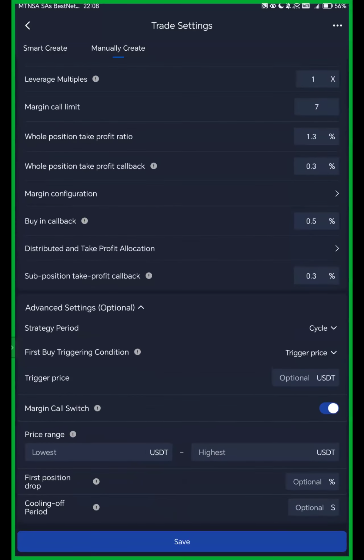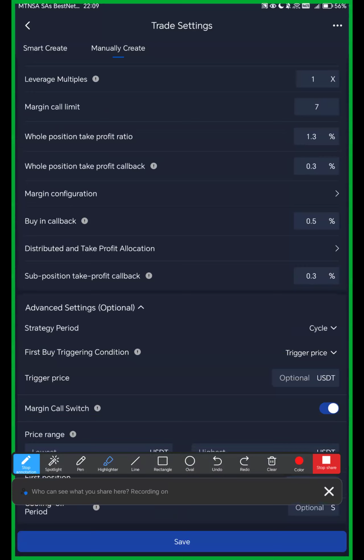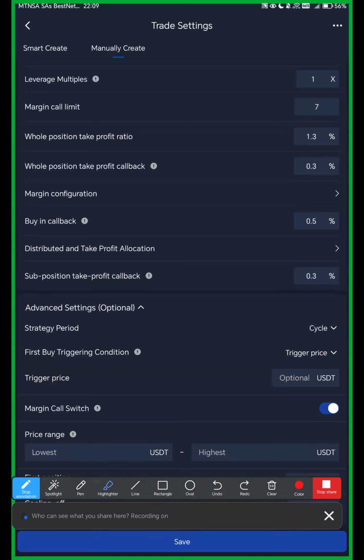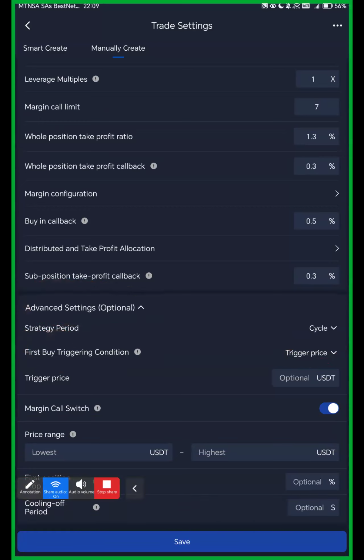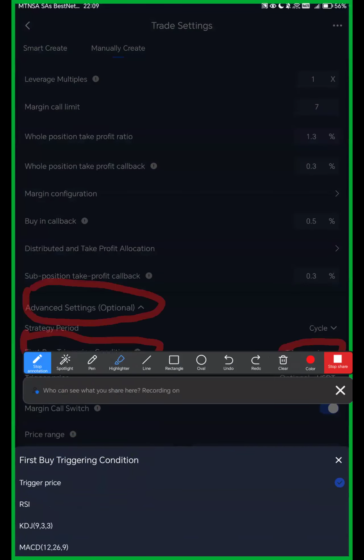When you tap on advanced setting, you are looking for the first buy triggering condition here. Ignore the rest that are appearing under the futures section. Just focus on advanced setting. Look at the first triggering condition, which is here. Trigger price. Tap on trigger price so that you can choose the indicator you want to use. Then choose MACD. Here is MACD.